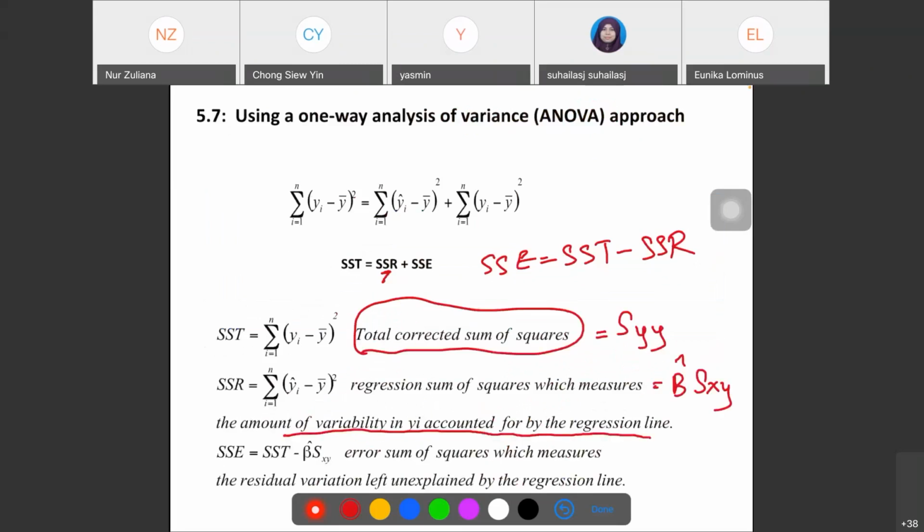So the same thing. So you have sum square total, sum square regression plus sum square error. Okay. Sum square total is just SYY, total corrected sum of square. SSR, sum square regression, amount of variability in yi accounted for the regression line. The same formula, beta head SSY. So because, just use this one, beta head SSY. And last, you compute your sum square error. Measure the residual variation left unexplained by the regression line.